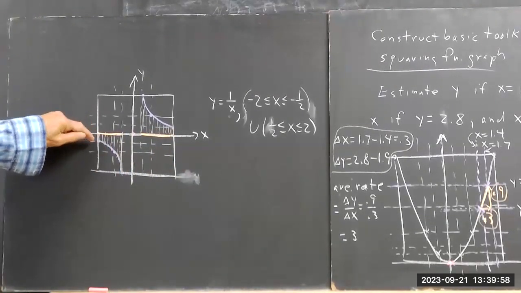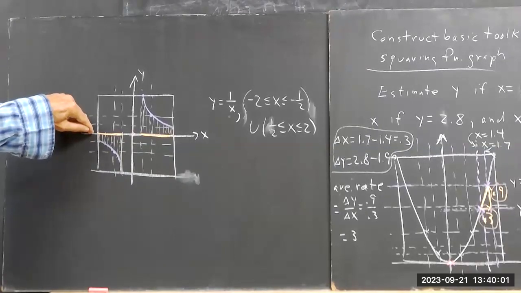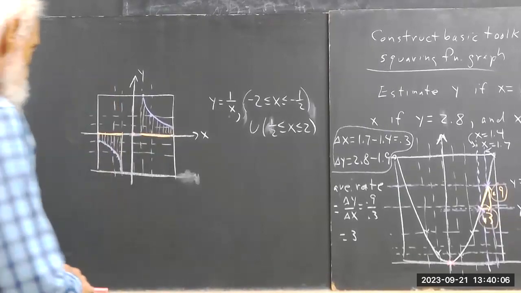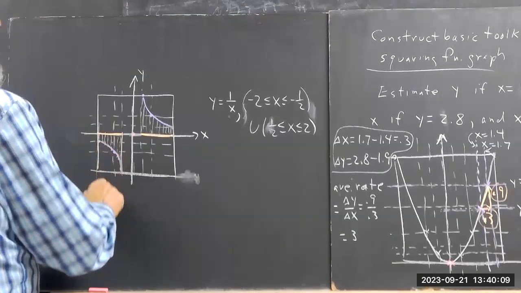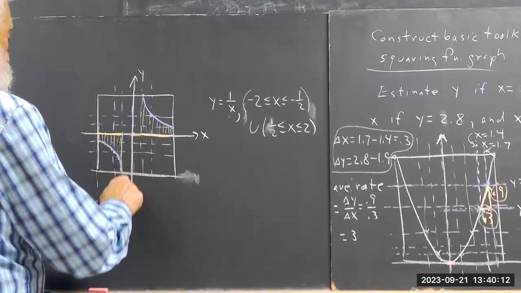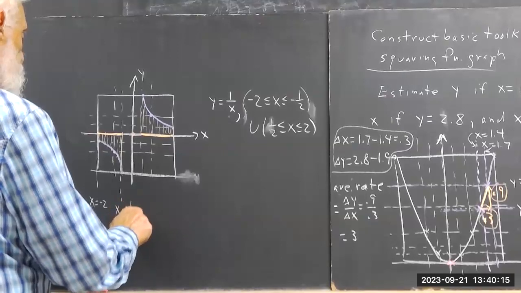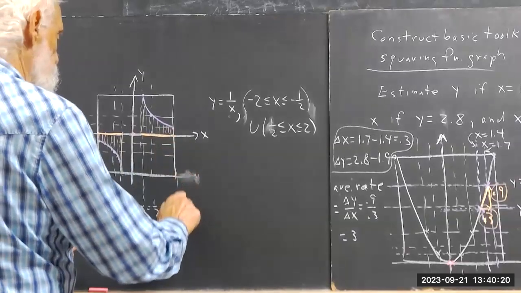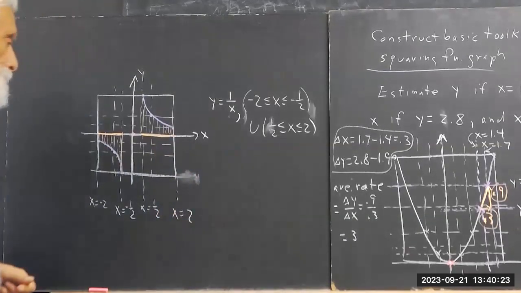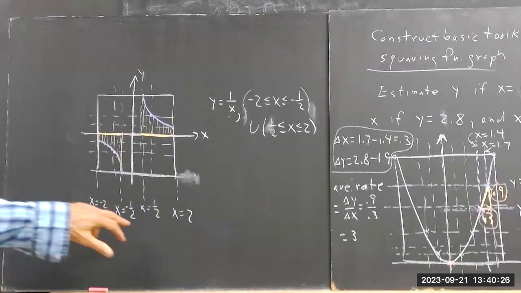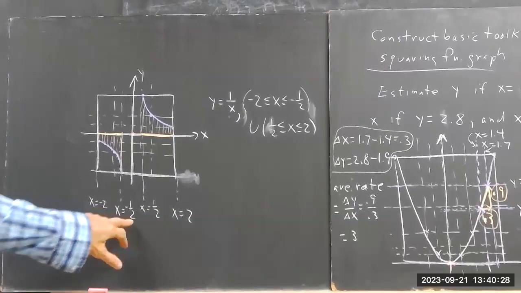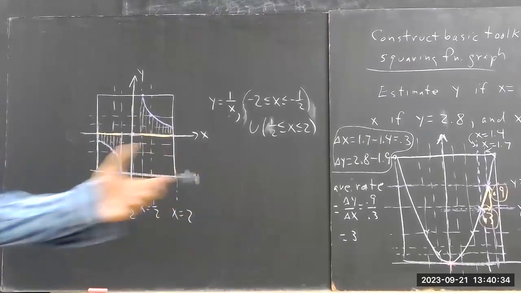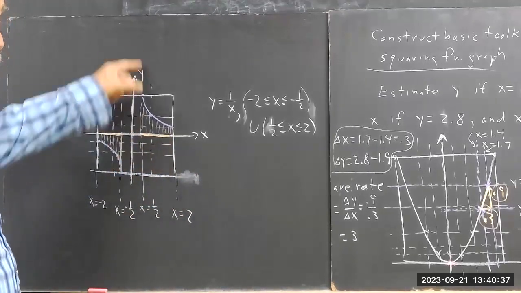Well, this interval starts at -2 and ends at what? -1/2, right? So let's just make sure we see, okay, this line here is x equals -2. This line here is x equals -1/2. And then this line here is x equals 1/2. And this line here is x equals 2. Now we have points from x equals -2 to -1/2, but we don't have any between -1/2 and 1/2.